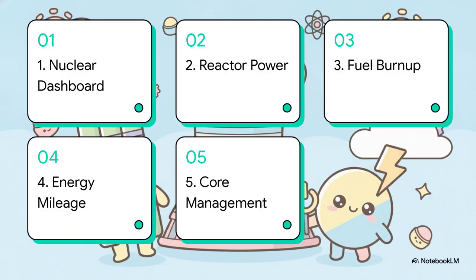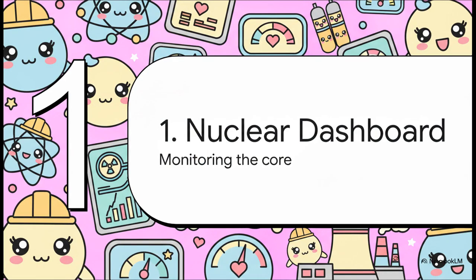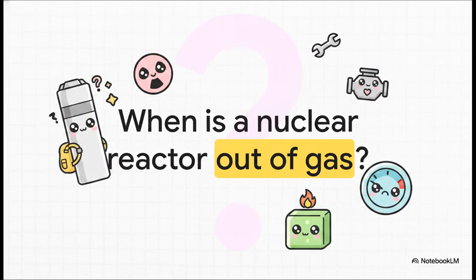Let's get into it. Section 1. The nuclear dashboard. Monitoring the core. So we have a pretty fundamental problem in nuclear engineering. You can't just pop the hood and look inside an active nuclear core to check a physical fuel gauge. The environment is intensely radioactive and utterly inaccessible while it's operating.